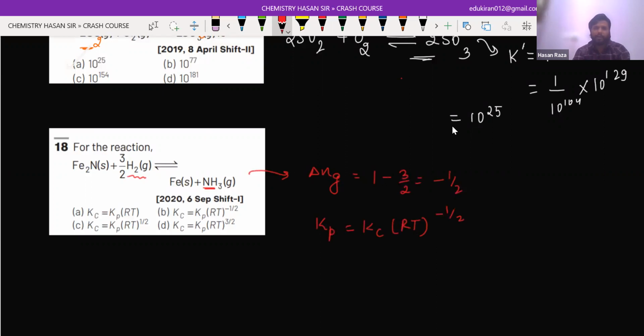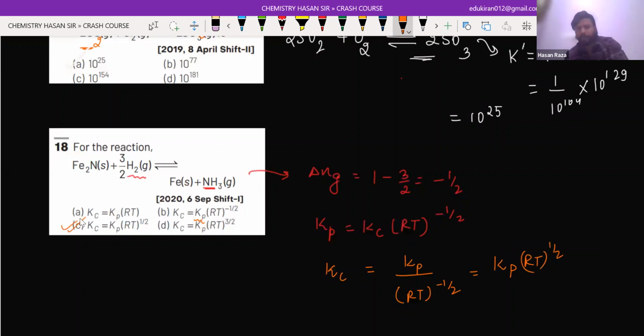But here you can see the option is given in terms of Kp, not Kc. So if you calculate the value of Kc, Kc will be equal to Kp upon RT raised to the power minus half. And if you move it to the numerator, it will be RT raised to the power half. So your presence of mind will matter. Yeah, Adriel, that is good. Everyone done with this? Yes, sir.